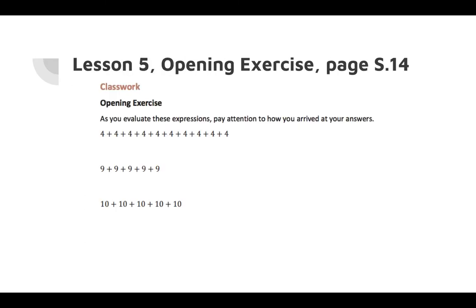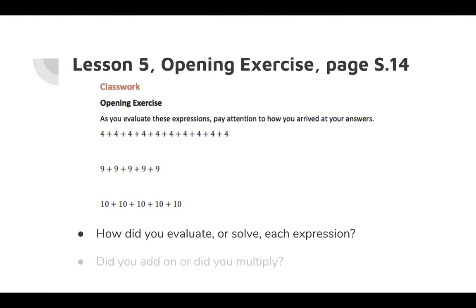As you evaluate these expressions, pay attention to how you arrived at your answers. So we have a bunch of 4s here. How do you evaluate or answer that? How did you evaluate or solve each expression? Take the time that you need to do that. Did you add or did you multiply?